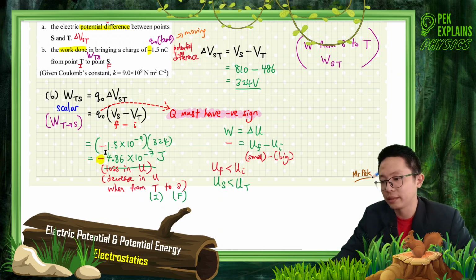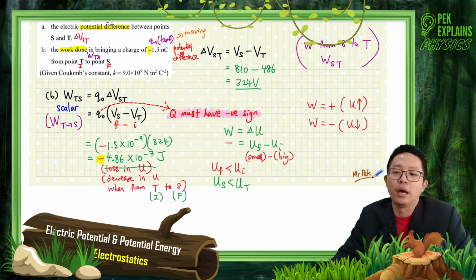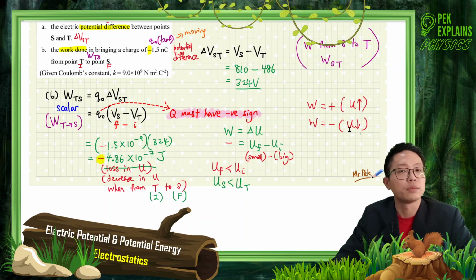So in short, when work done is positive, the potential energy increases from initial to final point. When work done is negative, the electric potential energy decreases when moving from initial to final point. All right, that's all for these questions. Let's move on to the next one.